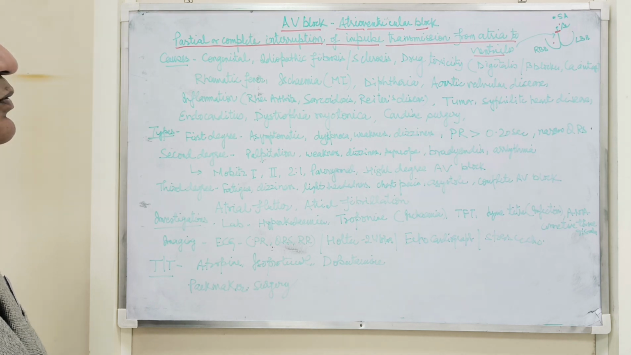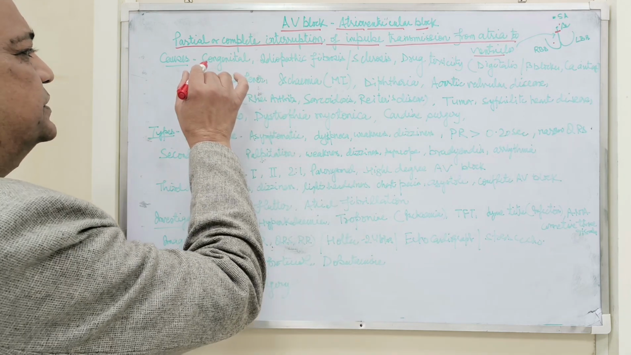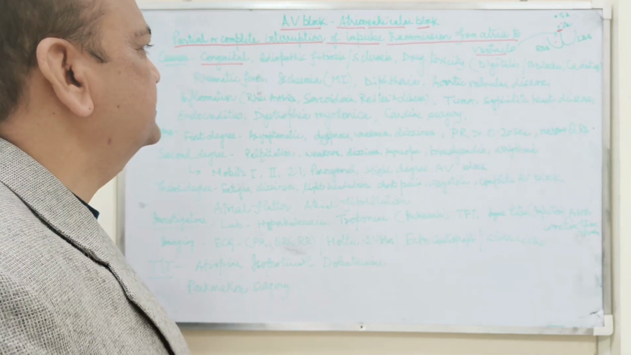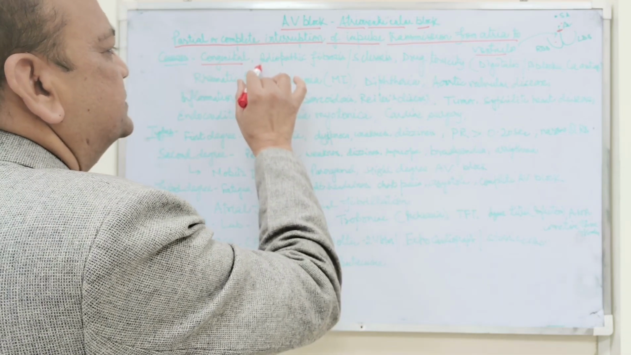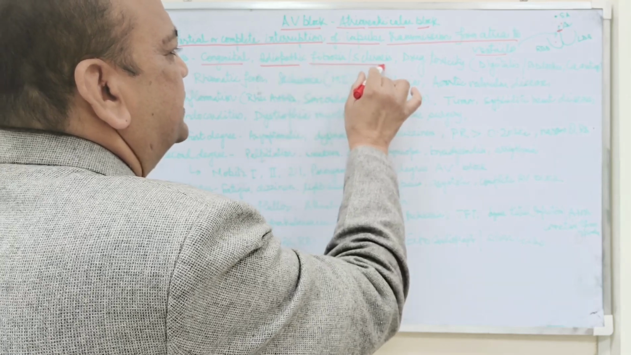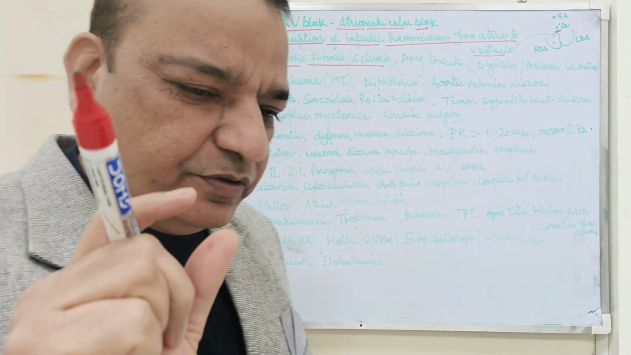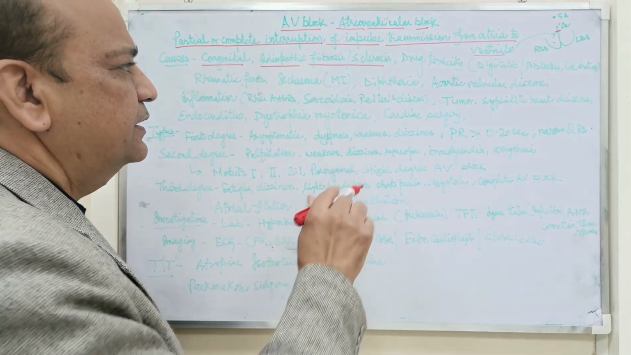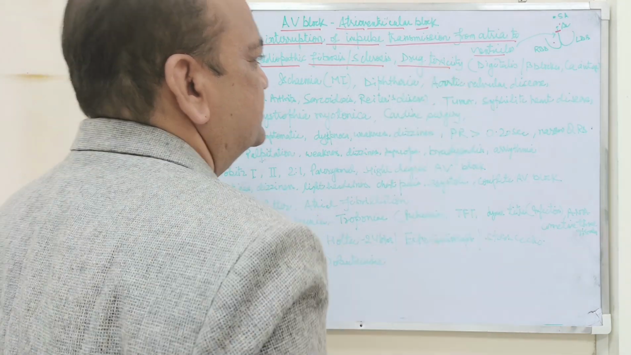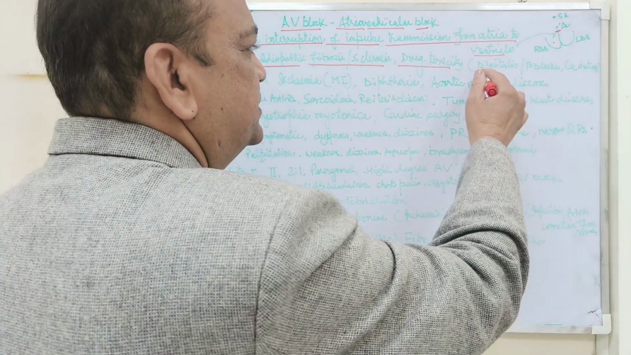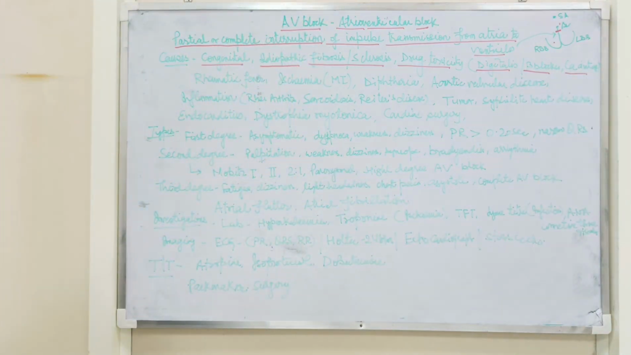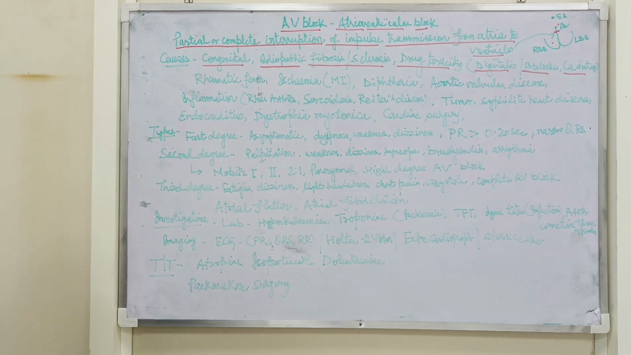Now, to start with, let us discuss the causes of this condition. The first cause is congenital, means by birth there is a defect in this conduction system. Second cause is idiopathic fibrosis and sclerosis, means fibrosis of this conduction system without any cause. Then there is drug toxicity. Certain drugs cause this problem, like digitalis, beta blockers and calcium antagonists. These are the three drugs that may cause some conduction system block.